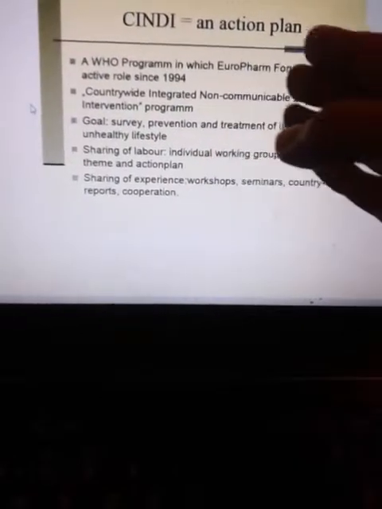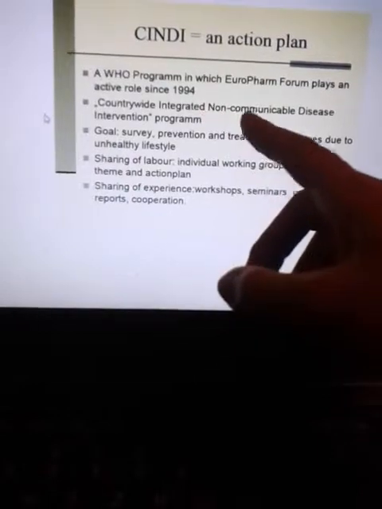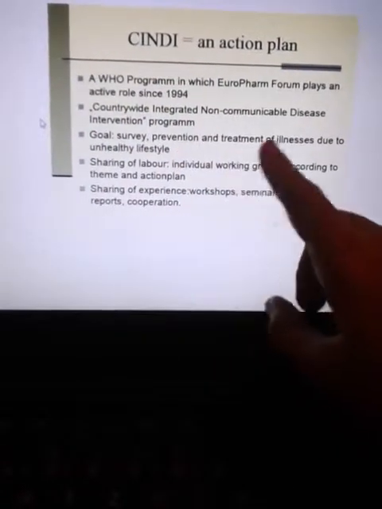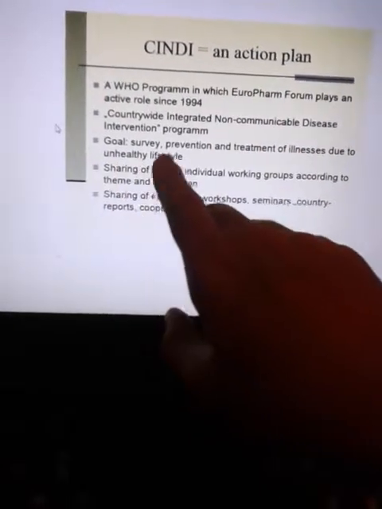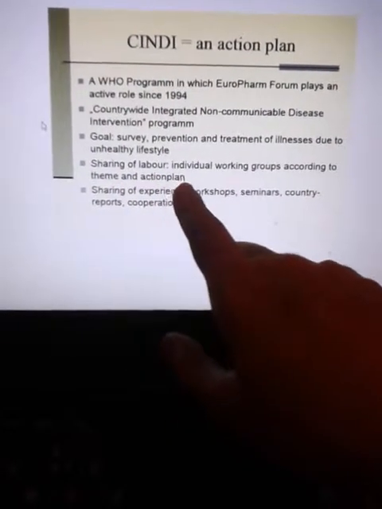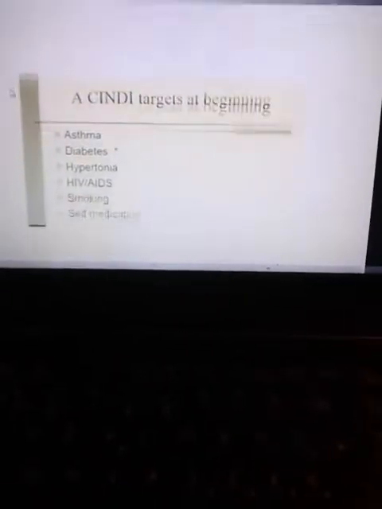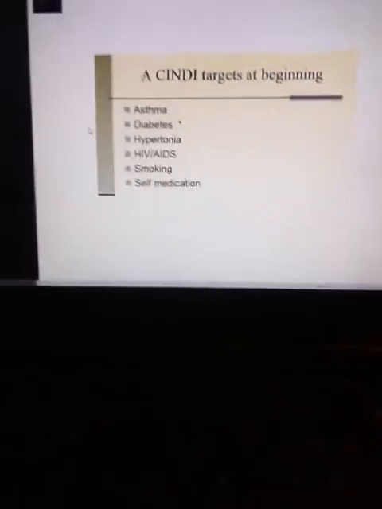Cindy is an action plan. WHO and the Eurofarm Forum program give it, and they create syndicates: a countrywide integrated non-communicable disease intervention program. The aim is survey, prevention and treatment of illness, for example treatment of diabetes and hypertension due to unhealthy lifestyle, sharing of labor, individual working group according to them and action plan of the diabetes mellitus, and sharing of experience workshops, seminars, country reports and cooperation. Cindy targets at beginning asthma, diabetes, hypertonia, AIDS, smoking and self-medication.